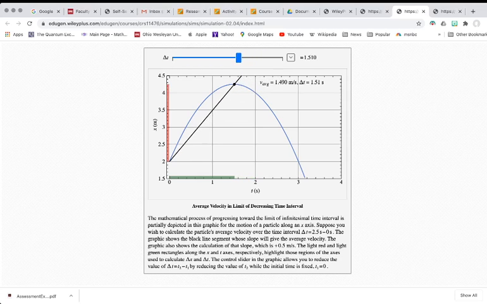I can make the time interval smaller and smaller. There we are at delta t equals 1 second. And the slope of the black line is now 2 meters per second. And that's the average velocity for the time interval that starts at t equals 0 and ends at t equals 1 second.